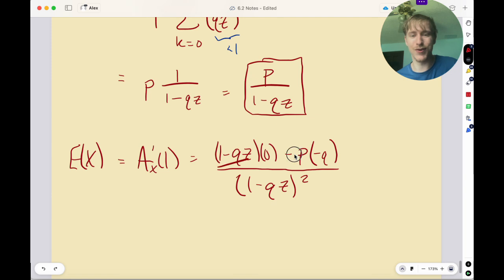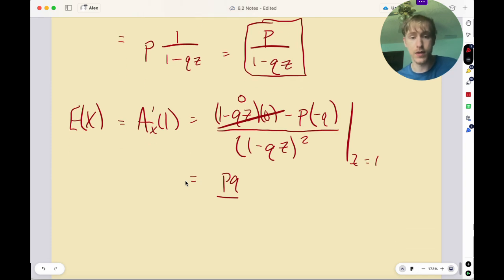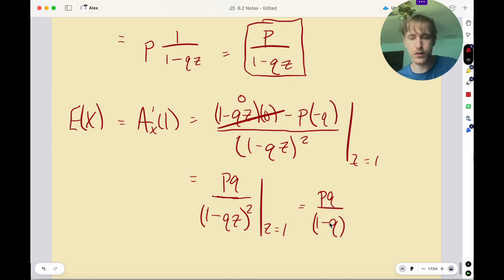Okay, so this is 0, and this is pq divided by, and we still have to evaluate this at z equals 1. So this is going to be pq divided by (1 minus qz) squared, evaluated at z equals 1. But when we plug in z equals 1, we get pq over (1 minus q) squared, right? q times 1 is q. 1 minus q, though, is p, so this is really pq over p squared, which gets us q divided by p for the expected value.